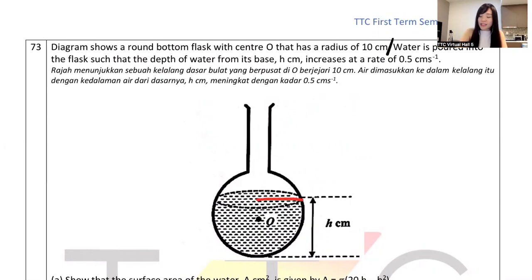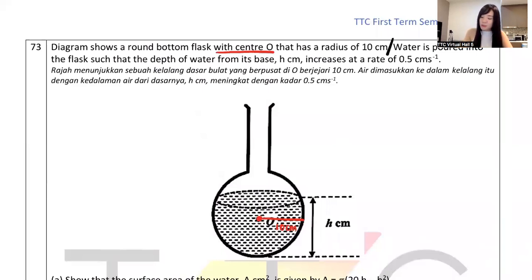No, very good, guys. Listen carefully. They say with the center O. Center O is here, right? So O to the side here is 10 cm. This is what they talk about, 10 cm. Okay, I hope you guys can see my red pen now, okay?